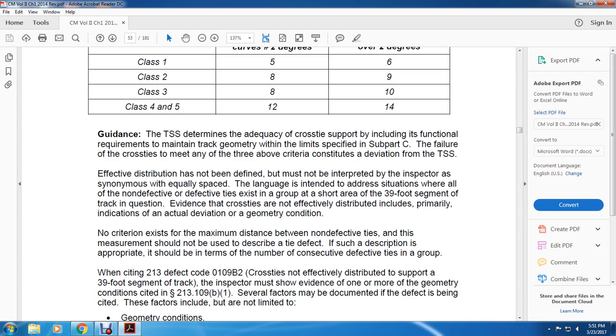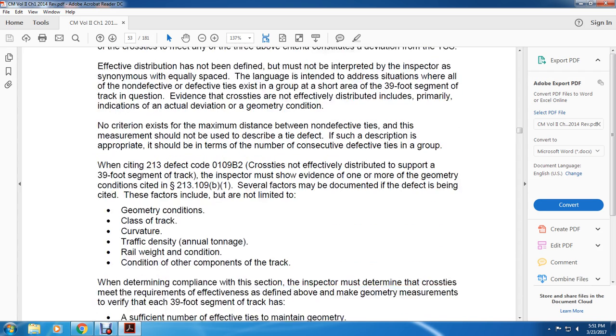The evidence that cross ties are not effectively distributed includes the primary indication of an actual deviation of the geometry condition. Note that no criterion exists for the maximum distance between non-defective ties. The measurement should not be used to describe the tie defect. If such a description is appropriate, it should be in terms of the number of consecutive defective ties in a group. When citing the defect code 213.109B2, the cross ties are not effectively distributed to support the 39-foot segment of track.